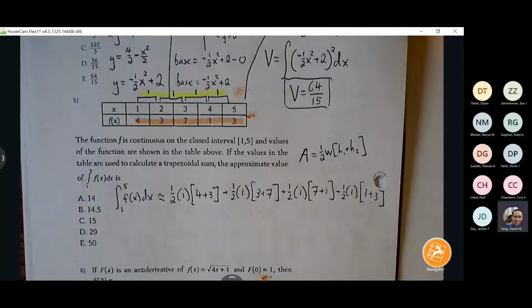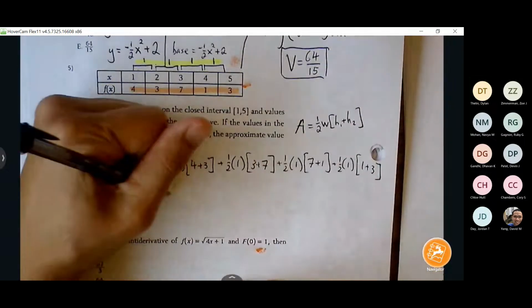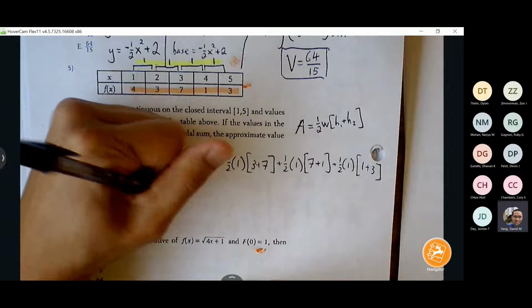Okay, we just add all this up. 7/2, 10/2, 8/2, 4/2, 14.5.